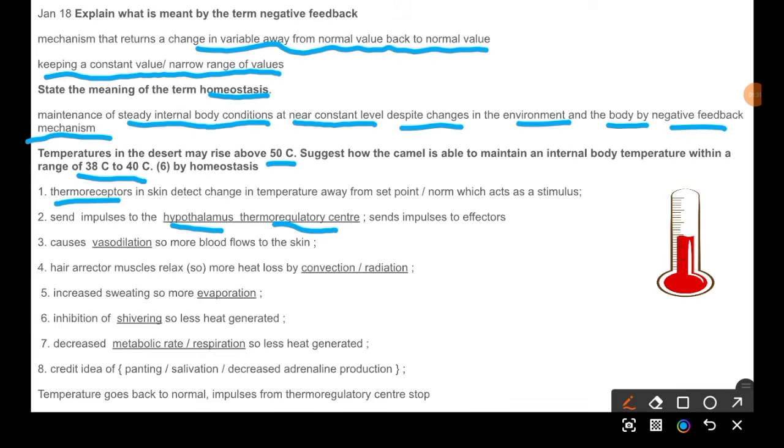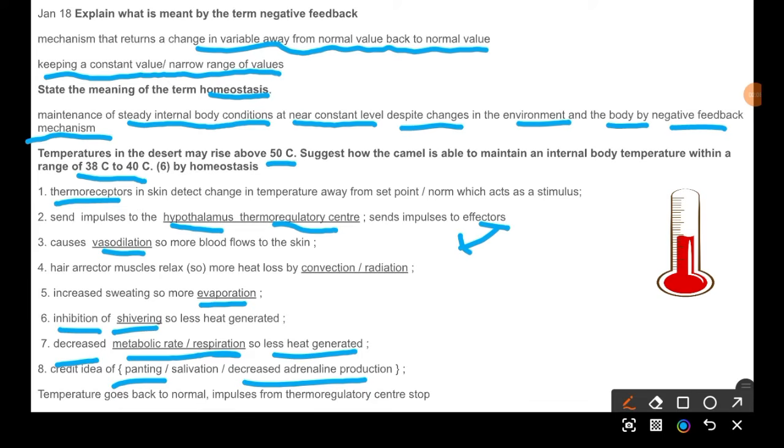This sends impulses to effectors. The effectors are as follows. First, vasodilation, so more blood flows to the skin and more heat is lost by convection or radiation, and increased sweating so that the water can evaporate and the temperature will be lowered. And shivering is inhibited because shivering generates heat. We don't want to generate heat, we want to lose as much as we can. And decreased metabolic rate or respiration, so less energy is generated. And then you can say anything like panting or decreasing the adrenaline production.